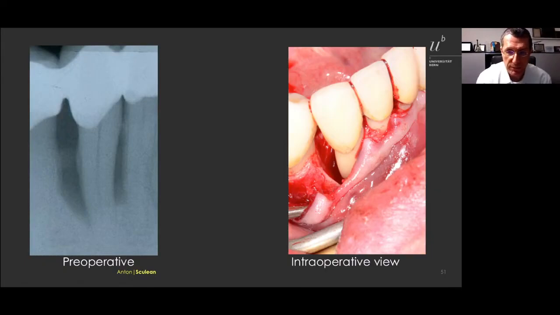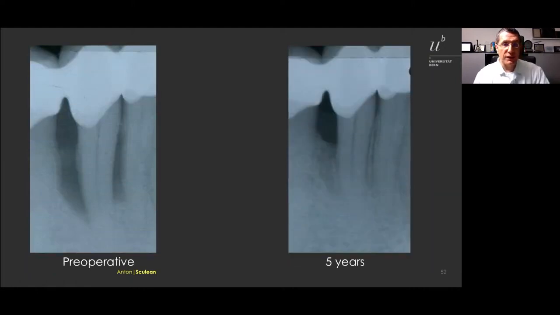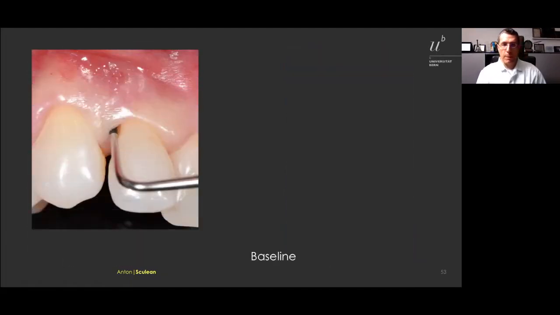So what I did here, I used the enamel matrix derivative, and I waited 5 years. Look at the regrowth of the bone. Very, very impressive. Okay? So we have here an improvement from about 10 millimeters probing depth to about 4 or 5 millimeters probing depth. 9-10 millimeters of clinical attachment gain. Very impressive result.